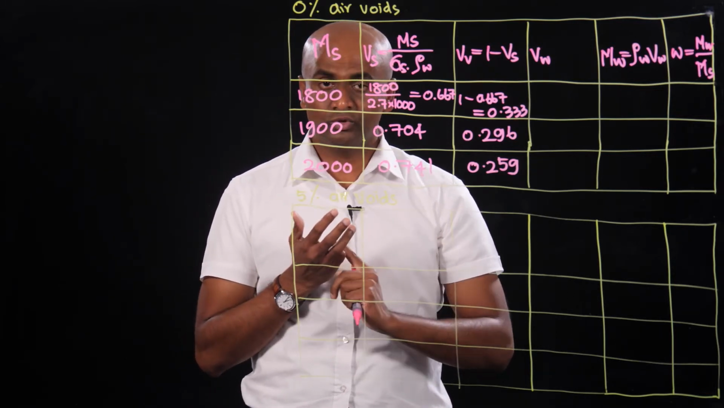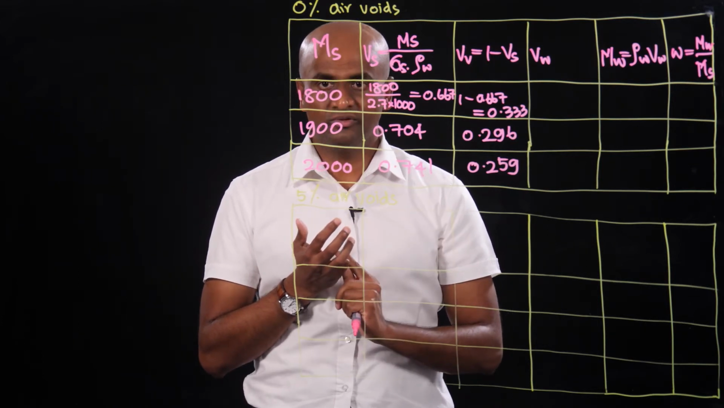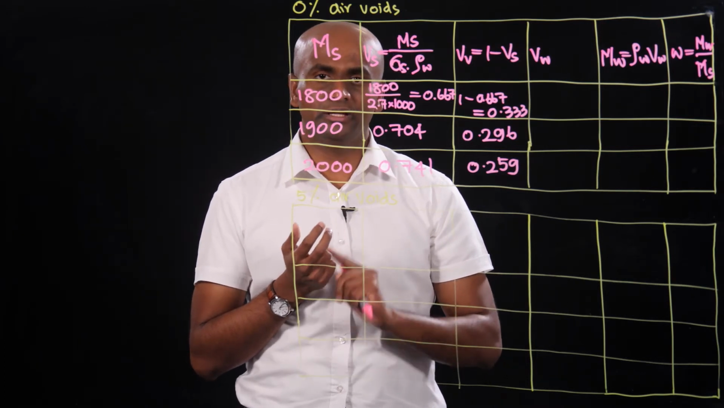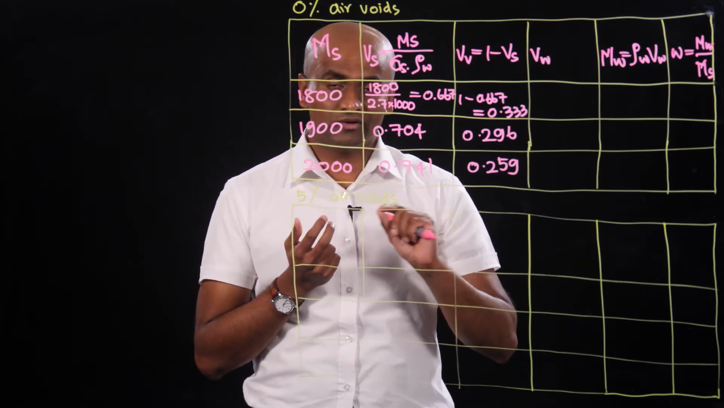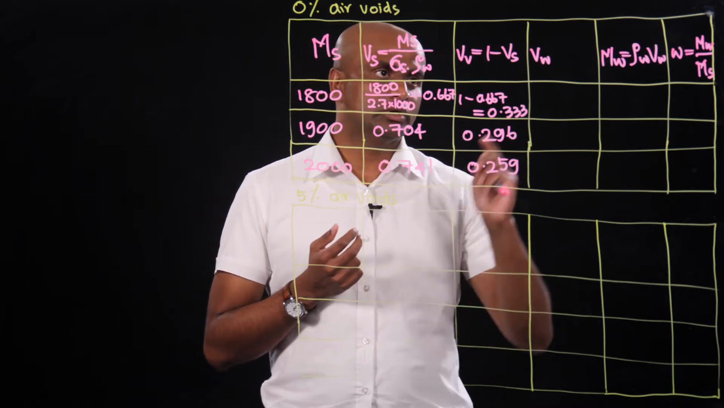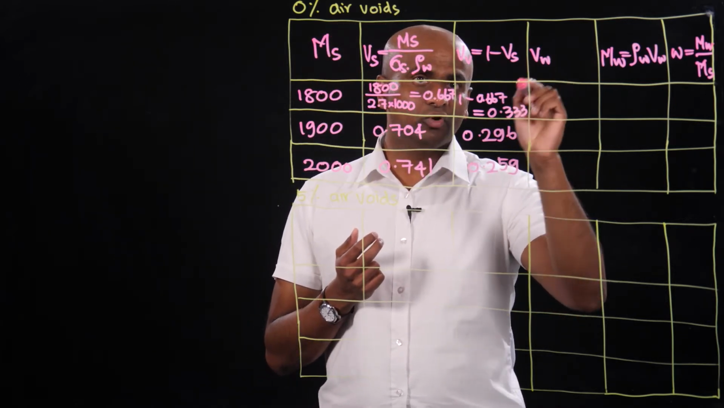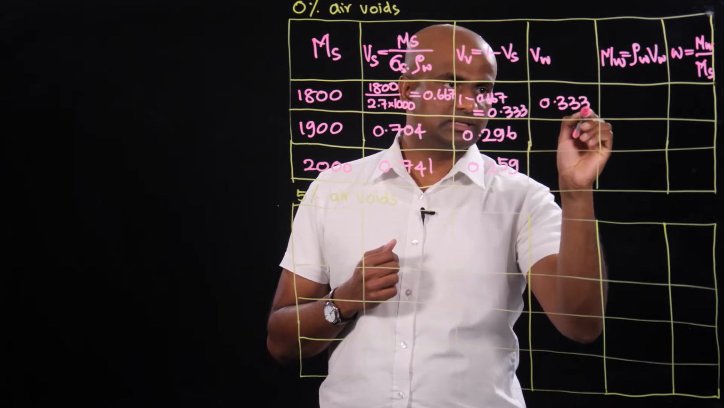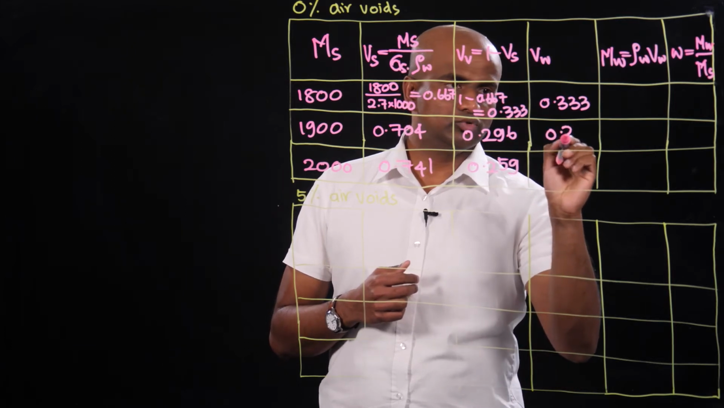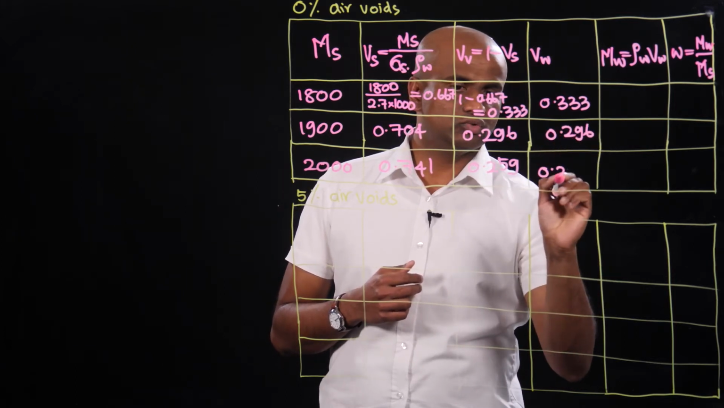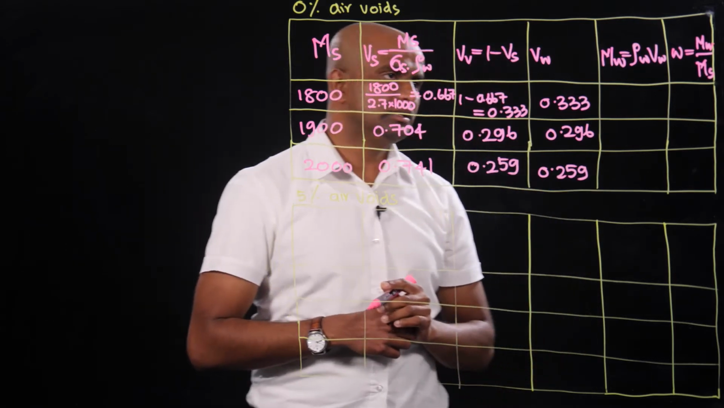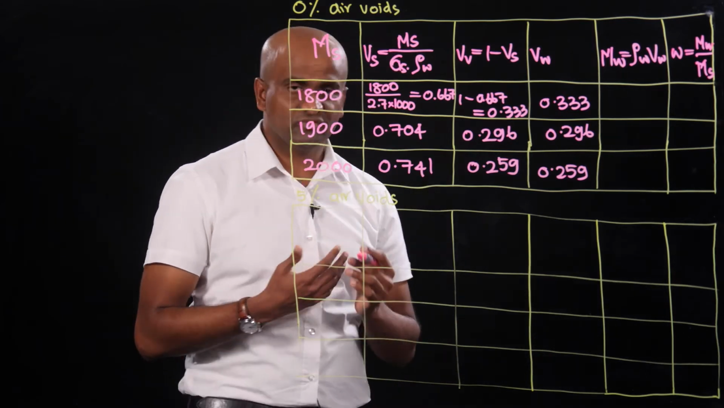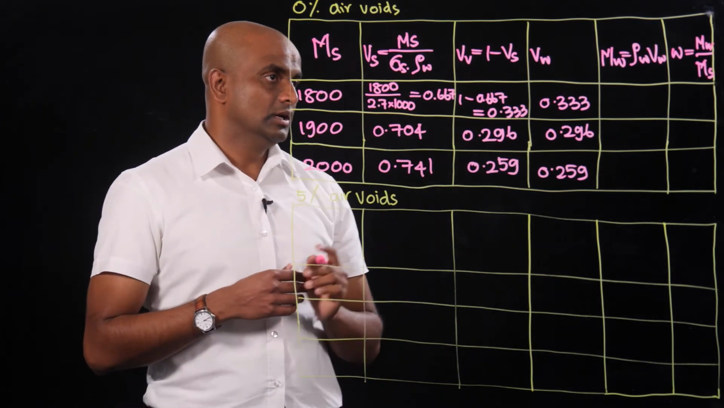In voids, there are only two possibilities. It could be water filled in voids, or air. So if it is 0% air, that means the voids are fully filled with water. Therefore, your volume of water is equal to the volume of voids. So these numbers will stay the same: 0.333, 0.296 and 0.259.